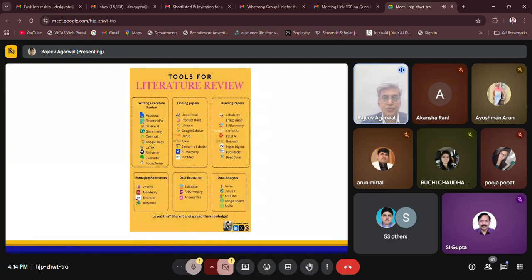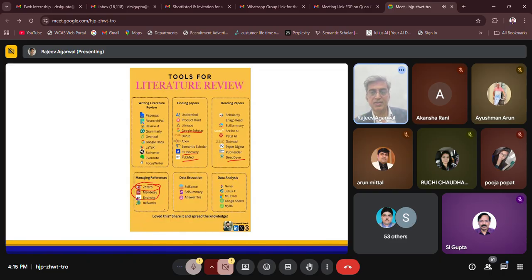If you want to find papers, these are good: Google Scholar, R Discovery, PubMed. If you need to read papers, these are good. If you need to manage references, Zotero is one of the very effective ways: Zotero, Mendeley, and Notion. These are three major tools to manage references. For data extraction, SciSpace is there. These are the tools.